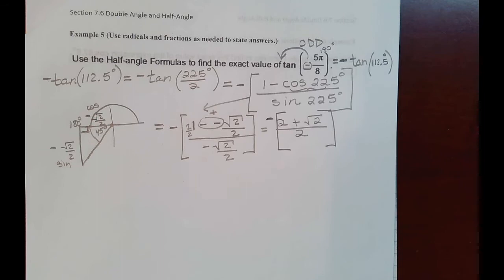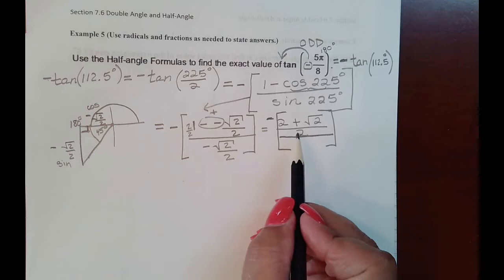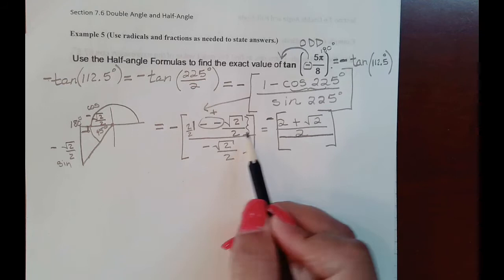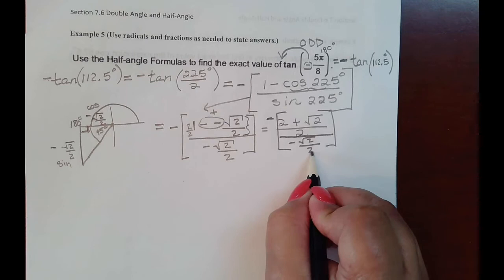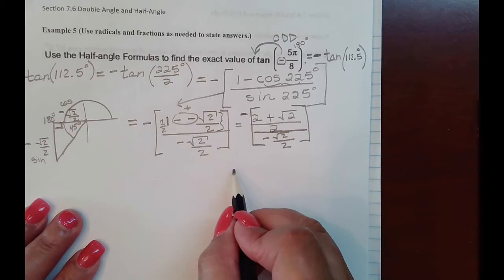And then what was the bottom? Okay, all this that you see right here, 2 plus square root of 2 over 2, was just the top. We also had negative square root of 2 over 2 on the bottom. We have all of that going on. Okay, so let's keep going down here.